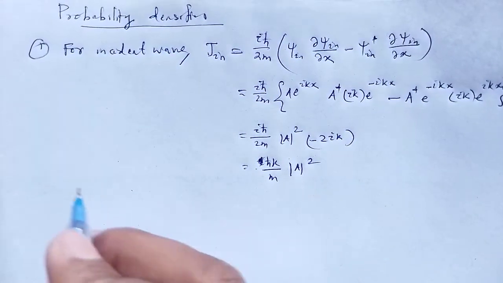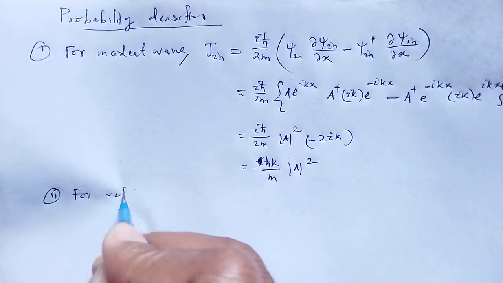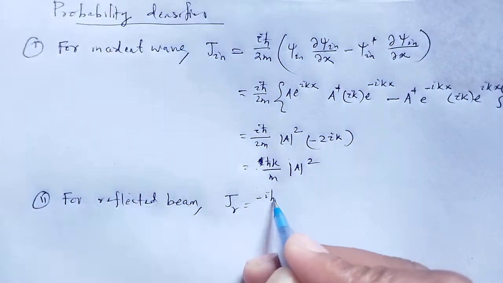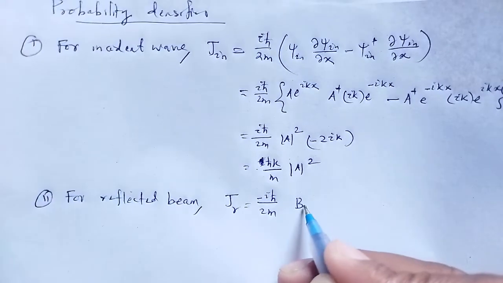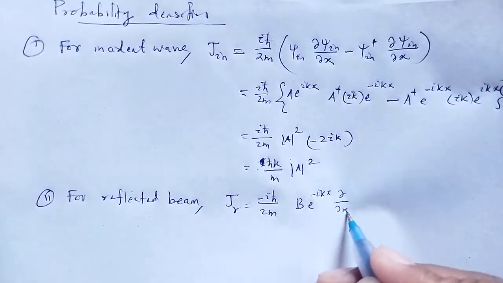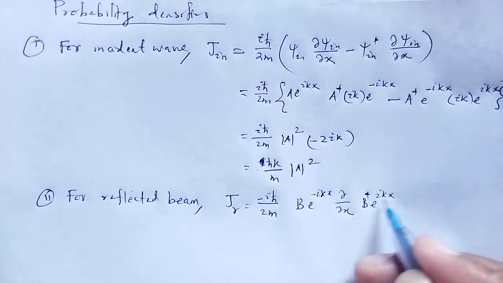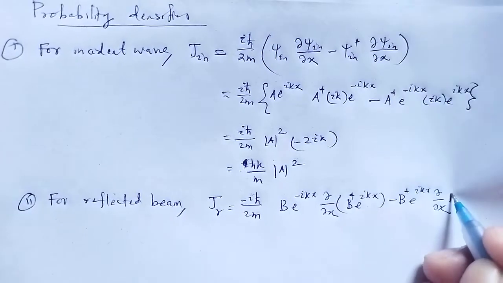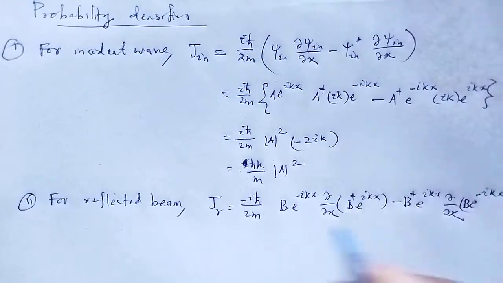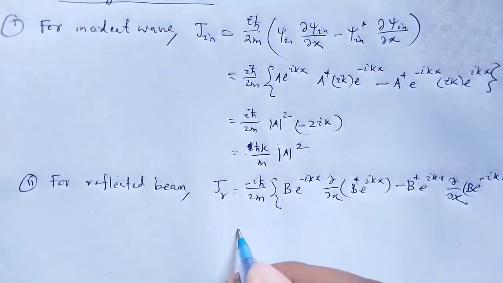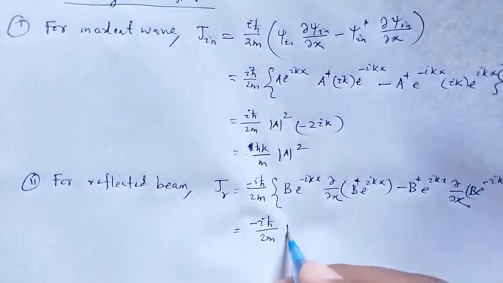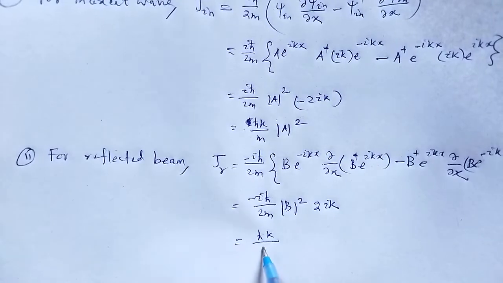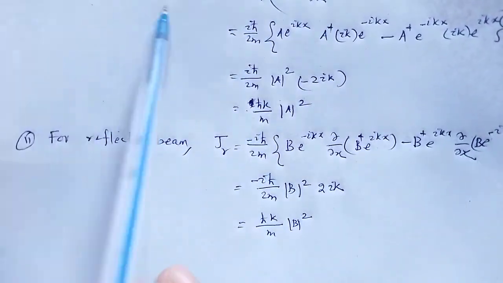Then for the reflected beam, J_r = (−iħ/2m)[b e^(−ikx) ∂/∂x (b* e^(ikx)) − b* e^(ikx) ∂/∂x (b e^(−ikx))], that is (−iħ/2m)|b|²(2ik), which is ħk/m |b|². This is the incident wave, that is the reflected beam.